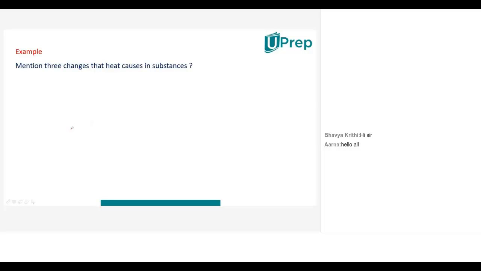Now tell me, mention three changes that heat can cause in a substance. One by one, you have to say. Starting with Arna, tell me the first change caused by heat energy. Heat makes substances expand. Okay, very good. Next, second one, Unmana. It makes things burn and change the quality or the structure of the substance.